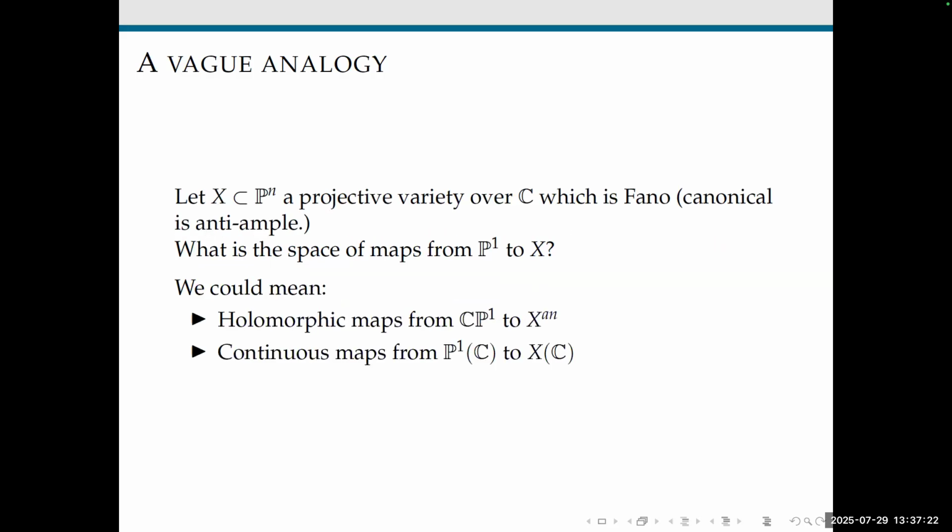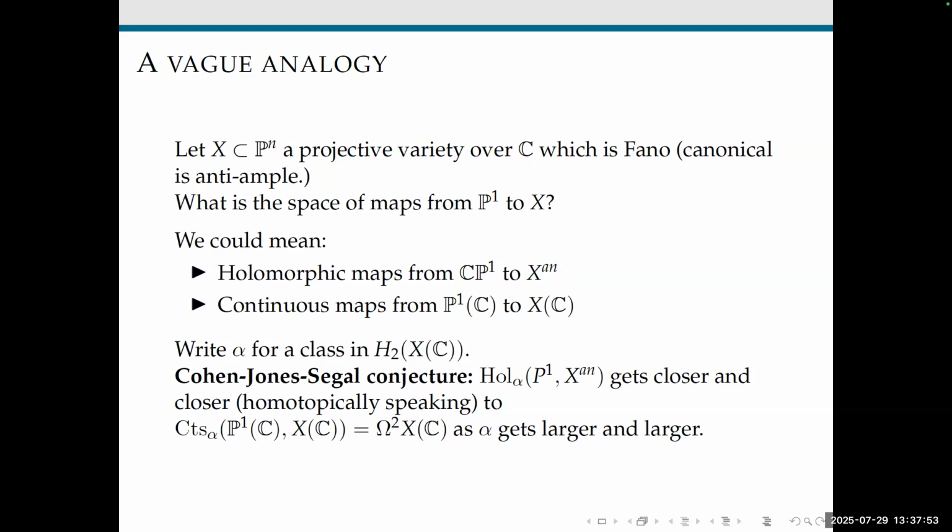Yeah, there are different things I could mean by this, holomorphic maps, or I could even be incredibly soft and just say, okay, I'm just going to think of the complex points of this variety as a manifold. And then I'm going to think of the complex points of P1 as a manifold. I'm enough of a topologist even to tell you what manifold it is. It's S2, the two-sphere. So maybe I'm just asking about continuous maps from the two-sphere to the complex points of this variety, which is a topological question.